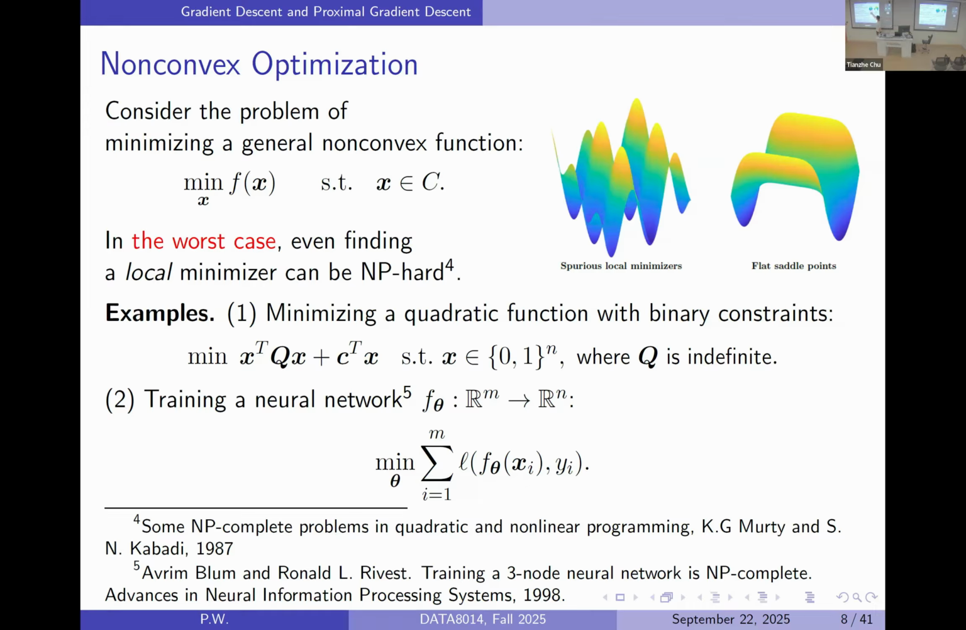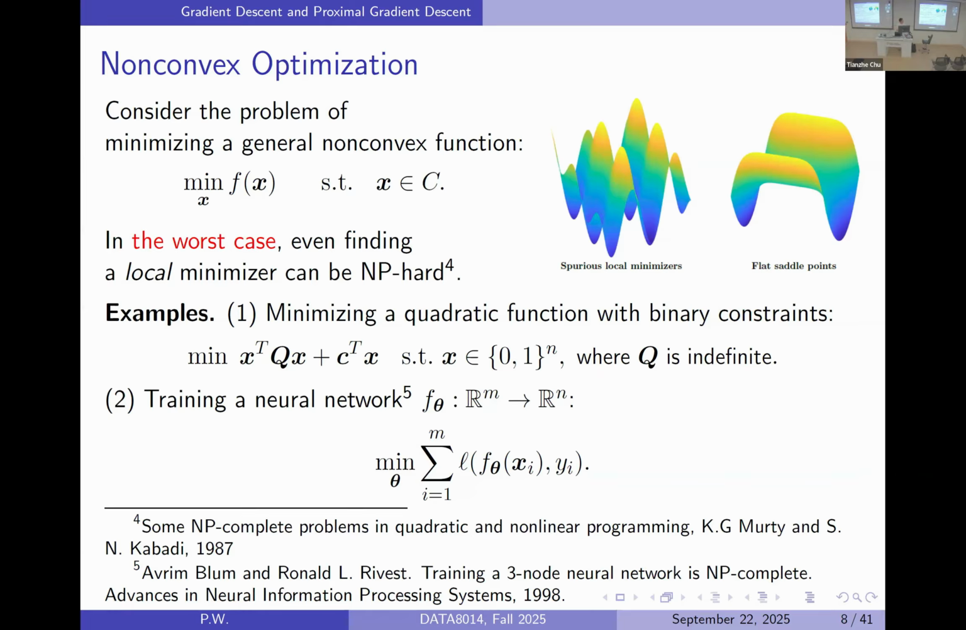It has lots of local minimizers that are not global minima, and usually we call this kind of local minimizer a spurious local minimizer. And in some cases, the problem has a lot of saddle points. If we run a first-order method, like gradient descent or stochastic gradient descent, we may get stuck in a spurious local minimizer, or even at some saddle point.